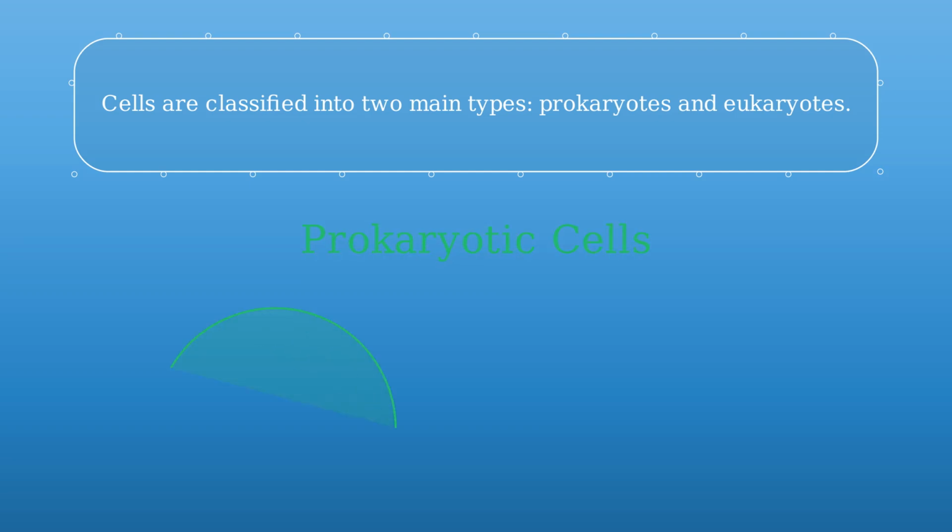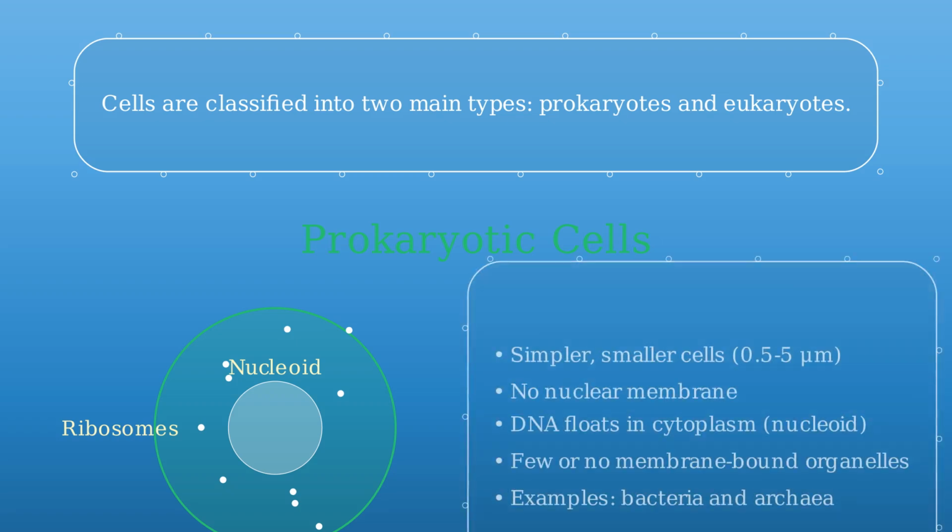Prokaryotic cells are simpler and smaller, typically ranging from 0.5 to 5 micrometers in size. They lack a nuclear membrane, so their genetic material, DNA, floats freely in the cytoplasm in a region called the nucleoid. Prokaryotes have few or no membrane-bound organelles. The two domains of prokaryotes are bacteria and archaea, which play crucial roles in ecosystems and human health.